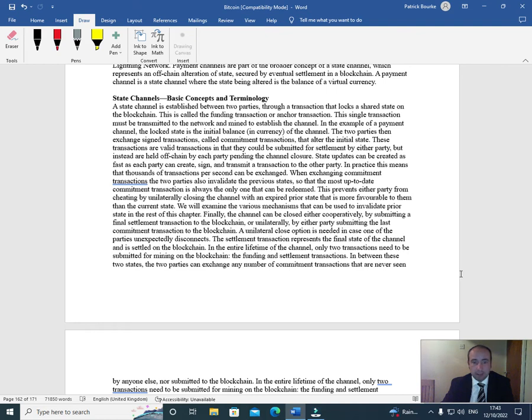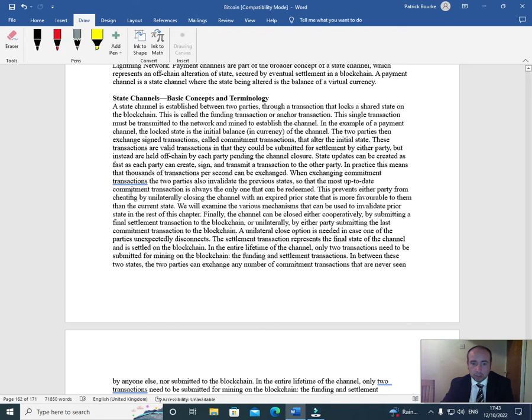The two parties then exchange signed transactions called commitment transactions that alter the initial state. These transactions are valid transactions in that they could be submitted for settlement by either party, but instead are held off-chain by each party pending the channel closure. State updates can be created as fast as each party can create, sign and transmit a transaction to the other party. In practice, this means that thousands of transactions per second can be exchanged.